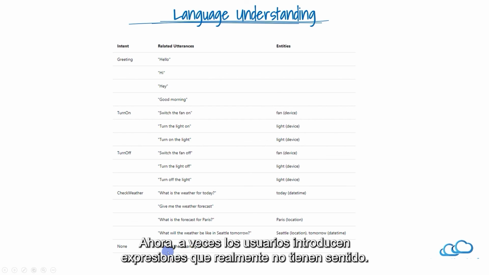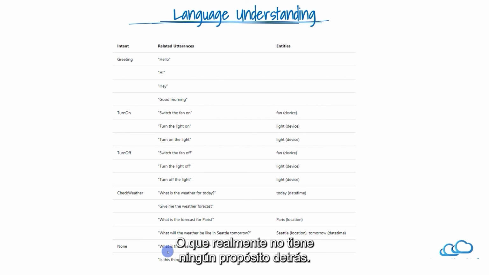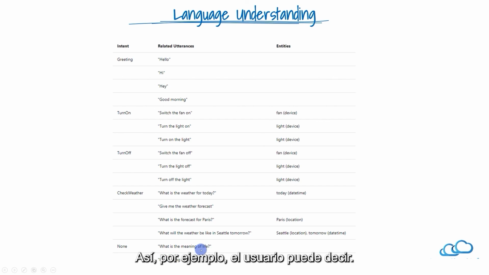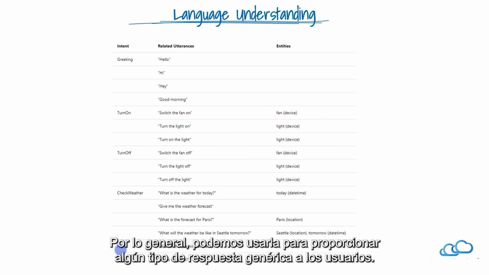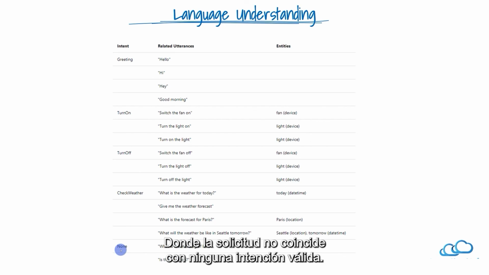Now, sometimes users enter utterances which do not really make sense, or that do not really have any purpose behind it or some kind of action behind it. So for example, user can say, what is the meaning of life? Now, there is no goal, there is no action expressed in these utterances. In that case, we return none as an intent. So basically, none intent is considered some kind of fallback, and typically we can use it to provide some kind of generic response to the users where their requests don't match any valid intent.